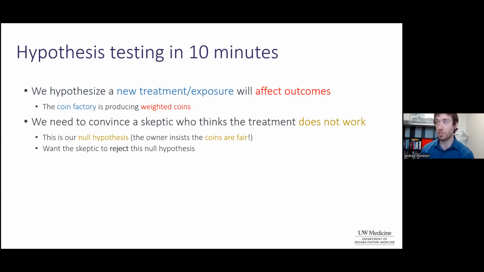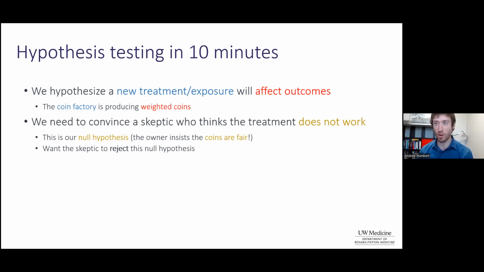This skeptic essentially represents our null hypothesis. The null hypothesis is basically the status quo, or that there is no effect. In this case, the coin factory is not producing weighted coins, it's producing fair coins. That's what a skeptic would assume from the start. There's no reason to believe from a skeptic's point of view that this factory is producing weighted coins. So our goal in hypothesis testing is to convince the skeptic to reject this null hypothesis. We want them to conclude that the coin factory cannot be producing fair coins.